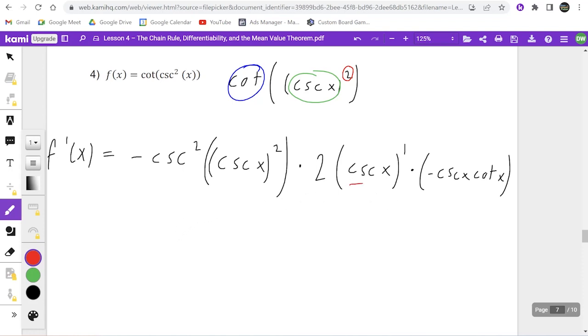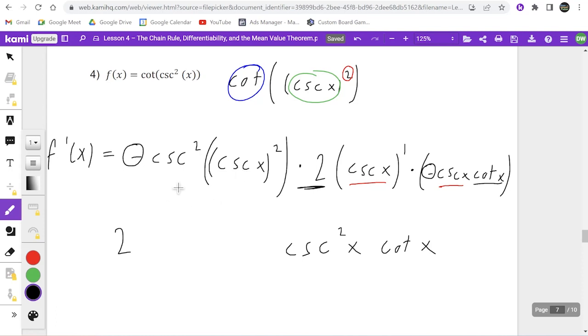Now, the cosecant x here can combine with the cosecant x there. That will give us a cosecant squared x somewhere in the middle. Okay, this cotangent x cannot combine with anything, so just put it at the end. This 2 can go out front, so 2 out in front. A negative sign here and a negative sign here cancel out to make a positive, so that's nice.